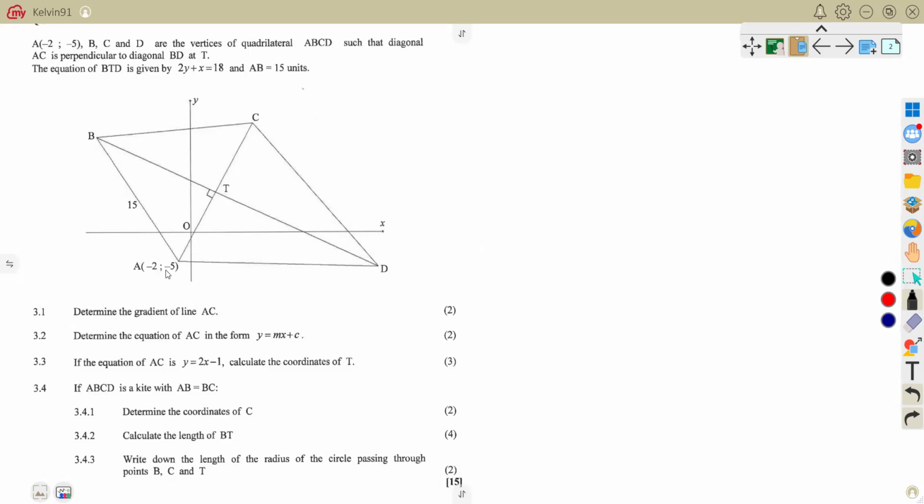A, which has coordinates -2, -5, B, C, and D are the vertices of a quadrilateral. We are given the vertices of a quadrilateral ABCD, such that diagonal AC is perpendicular to diagonal BD at T here. Then the equation of BTD, which is one diagonal, is given by 2y plus x equal to 18. And AB, we are given, is 15 units.